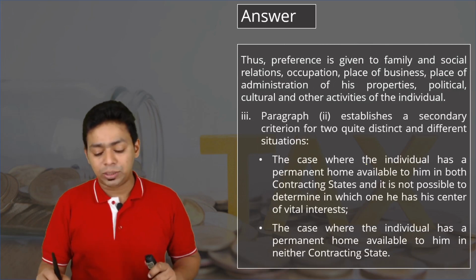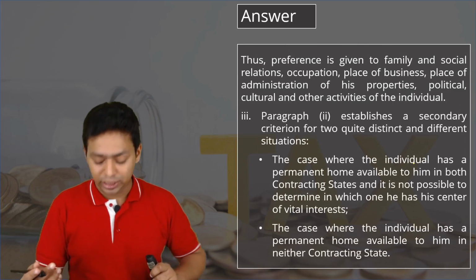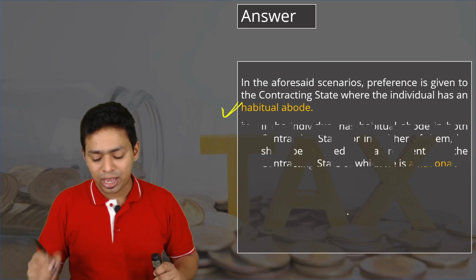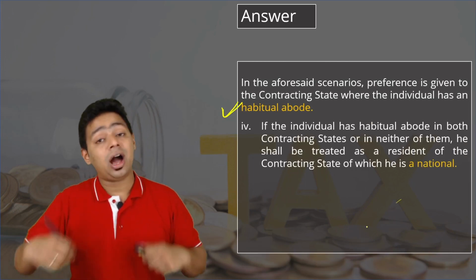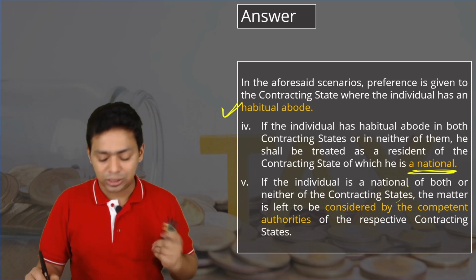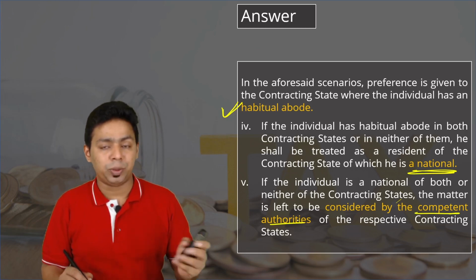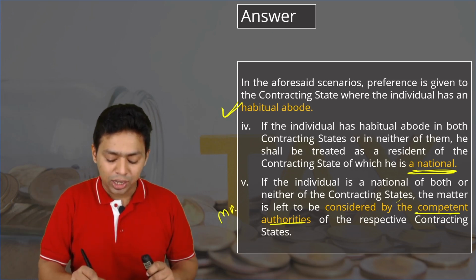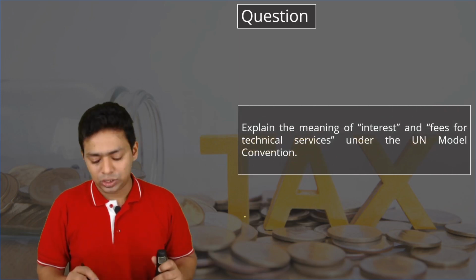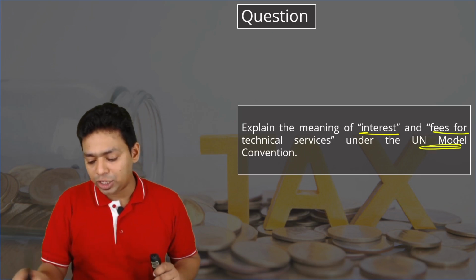If that is also not possible, then we have to follow where he usually goes back, that is the habitual abode, that we have understood. Where he has a habitual abode, and after that, if that is also not possible, then it will be by nationality, by citizenship, and even if that is not possible, then the competent authorities of the respective countries should sit together and mutually put down rules for determining the residential status.